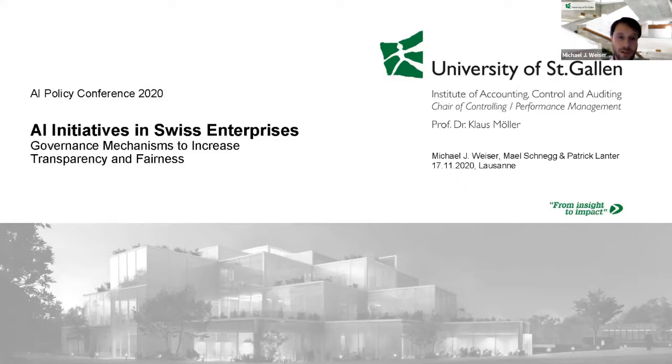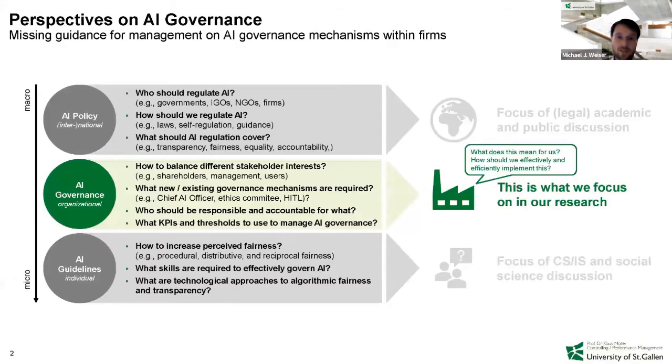So if you could go on the next slide, what we are actually doing is you can look at AI governance from different perspectives, of course. So, for example, the policy perspective, which would be, for example, who should actually regulate AI, or the organizational perspective.